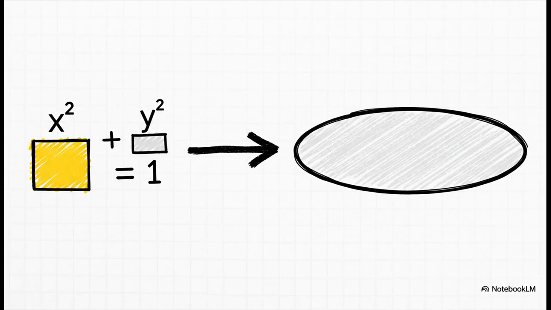So you want a super simple shortcut? Just look at the equation. Find the bigger number on the bottom. Is it under the x squared? Boom, it's a horizontal ellipse. Is the bigger number under the y squared? Then it's vertical. Seriously, it's that easy.